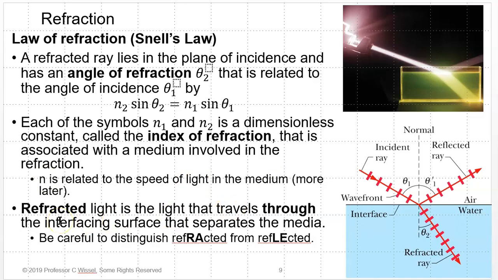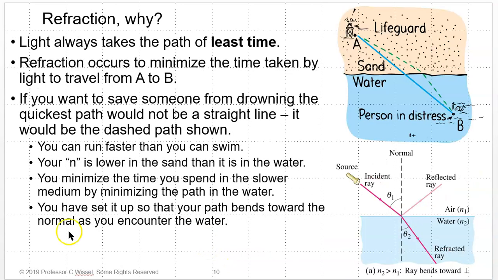Now, N is always greater than or equal to 1. We'll say that again, too. Refracted light is the light that travels through the interfacing surface that separates the media. And be very careful. The words reflected and refracted are only different from each other by 2 letters. So when you read test questions, especially here, read carefully. Make sure you don't make the mistake, and I've seen people do this, of reversing these two. Absolutely read very carefully, because I didn't invent this. If it were up to me, I'd come up with completely different names, because that's really annoying.